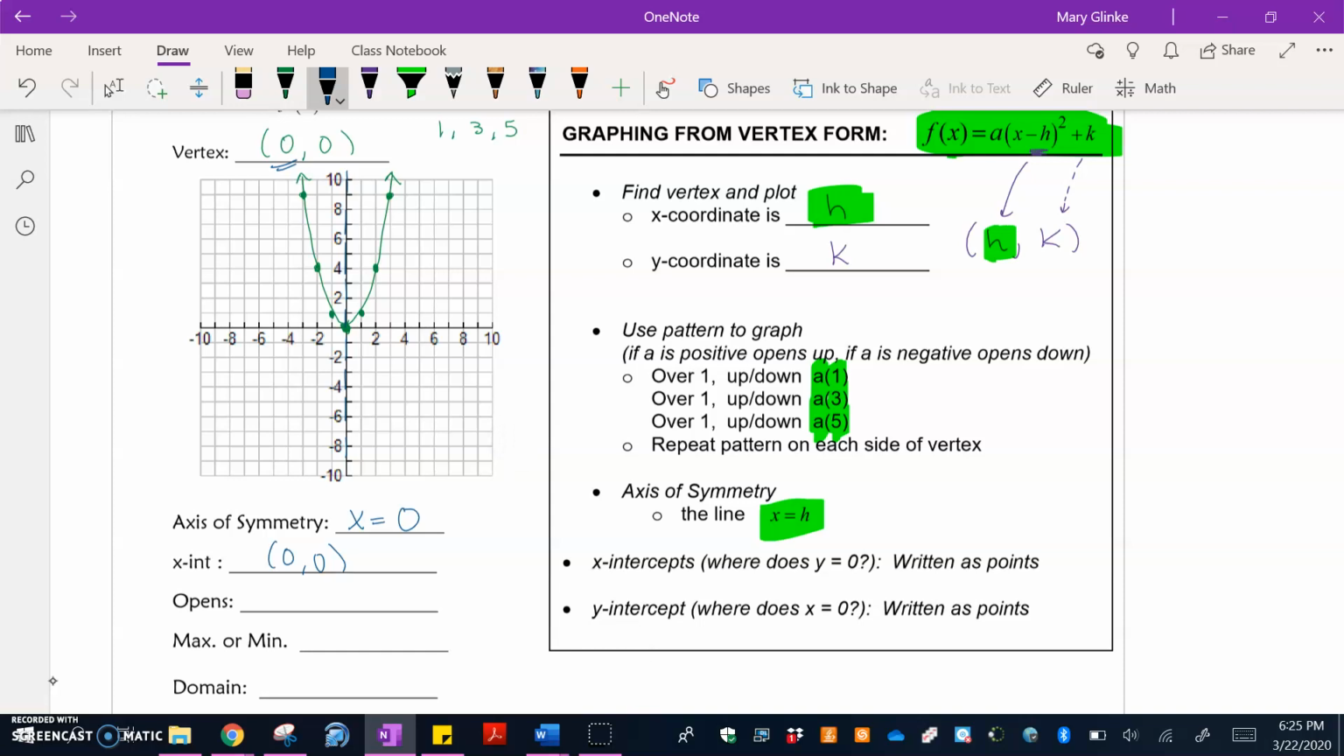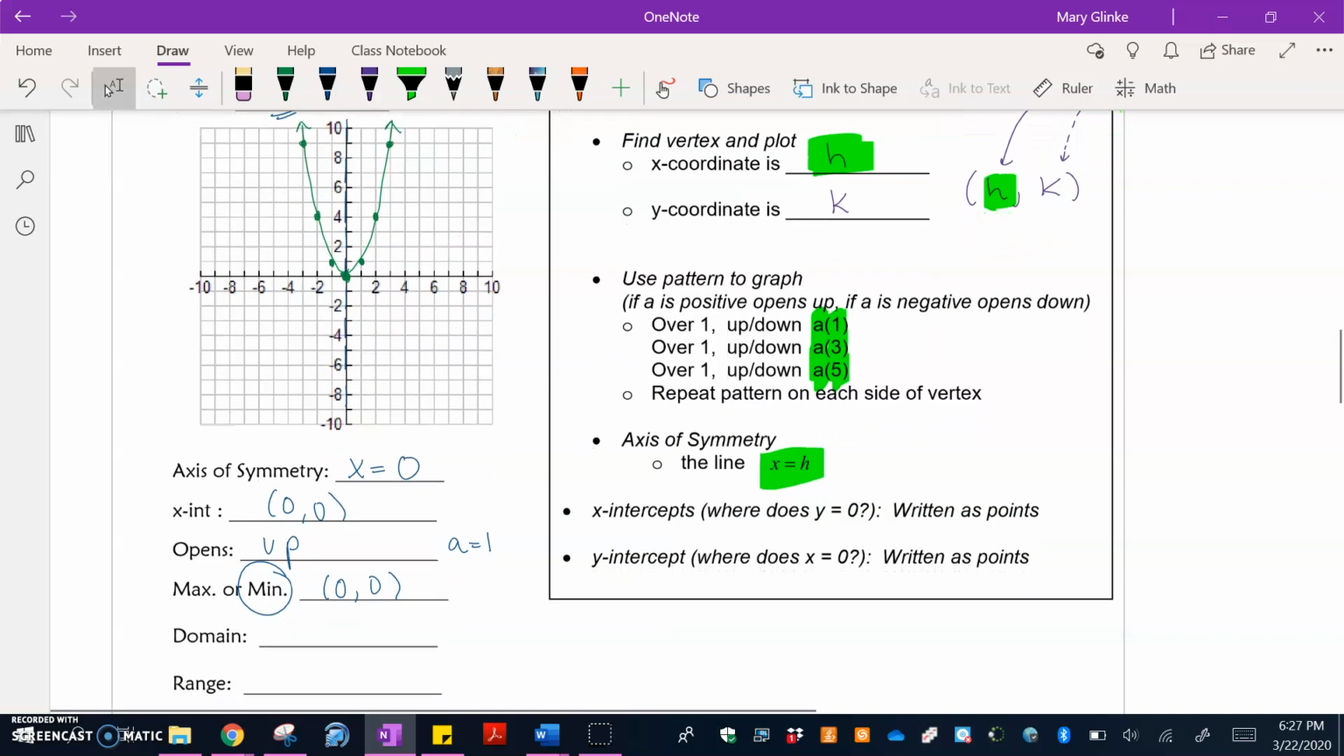The arrows on my graph are pointing up, and that's because my a value was 1, which is a positive number. Since my a value is 1 and my graph opened up, that means my vertex is a minimum value, and the minimum value happens at (0, 0).